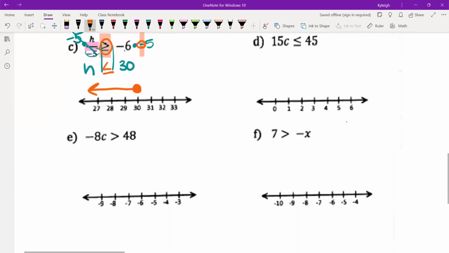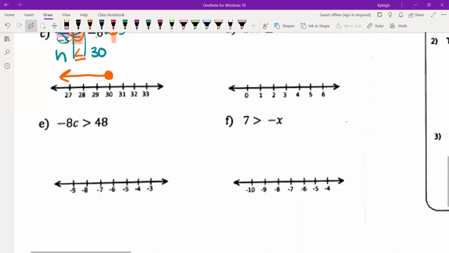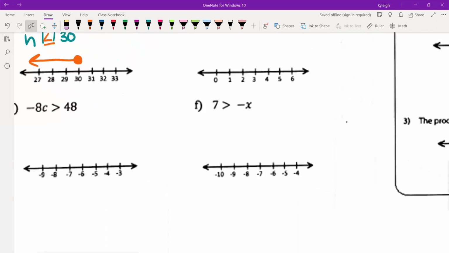And we're going to do F together. One last one. Okay, so this is like the F from the last problem from lesson 2 that I've been talking about. So to start with, my variable is not first, so I'm going to flip it. I'm going to flip everything. So I have -x. This flips to the other way. 7 just comes on over.